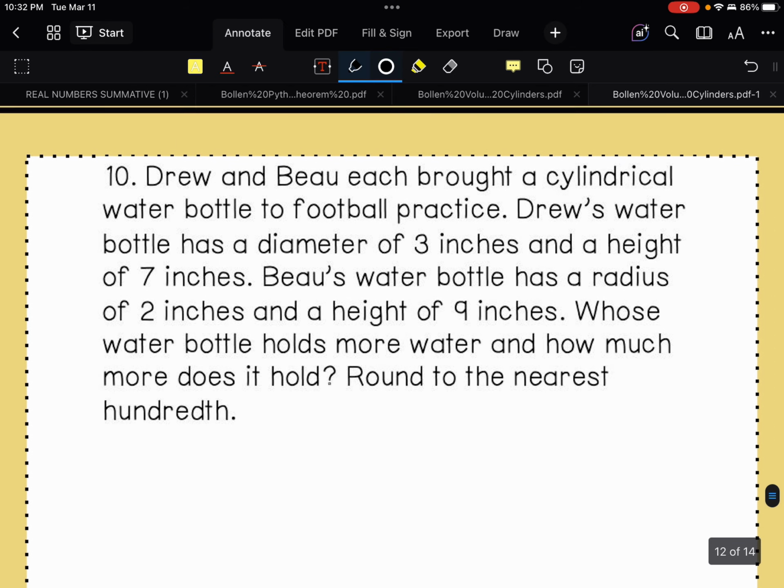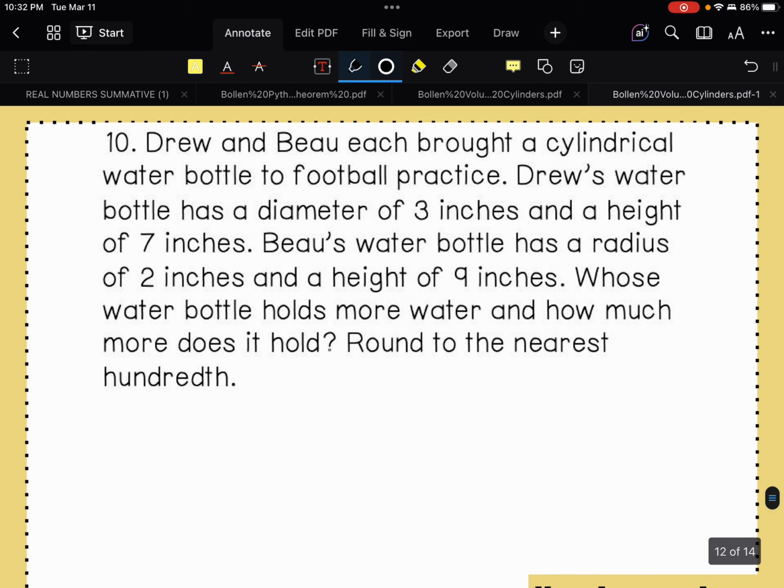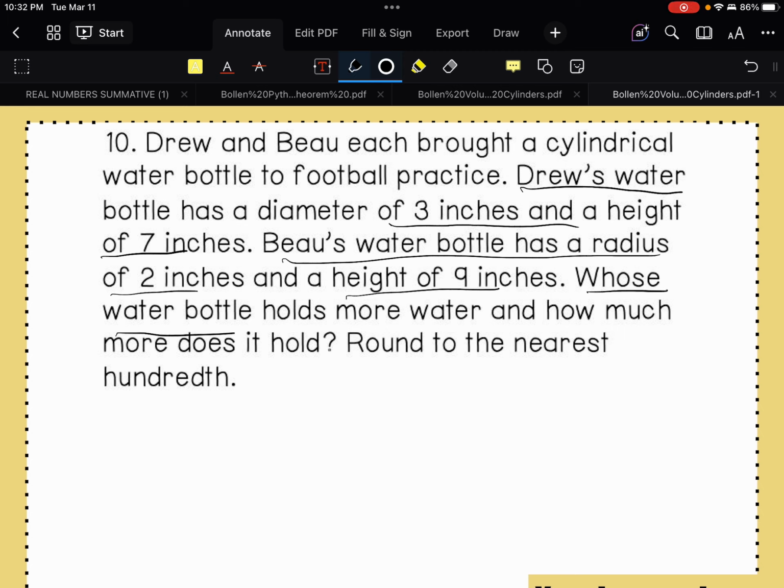Alrighty. Here we have Drew and Bo each bought a cylindrical water bottle to a football practice. Drew's water bottle has a diameter of 3 inches and a height of 7 inches. Bo has a radius of 2 inches and a height of 9 inches. Whose water bottle holds more and how much does it hold?